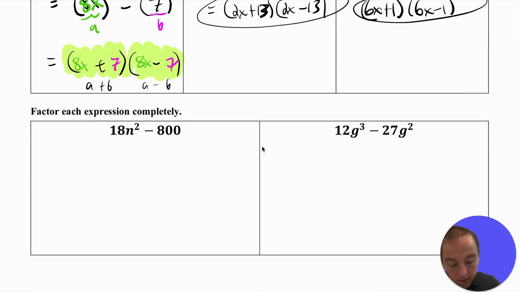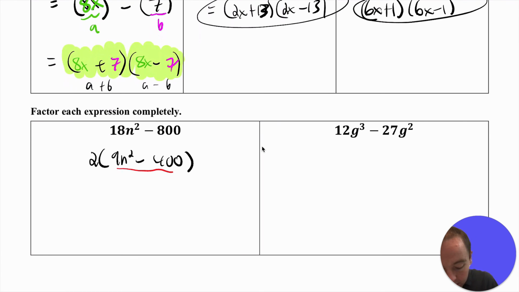Some other things to think about at the bottom right here. When you look at 18n squared minus 800, you can see that there is no middle linear term. Now, 18 and 800 aren't perfect squares. When we're thinking about factoring, you should always think about the GCF first. In this case, there is a GCF of 18 and 800; at least there's a 2. If you take out a 2, you're left with 9n squared minus 400. I think 2 is the largest GCF out of that.